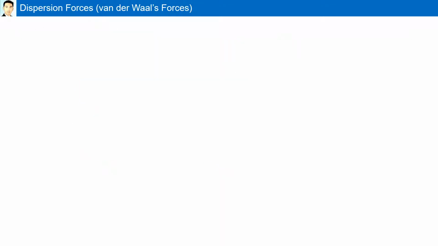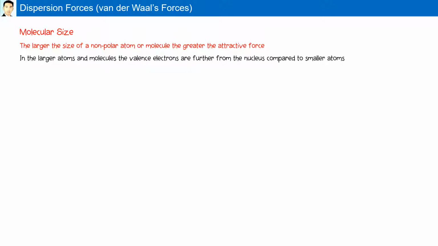Dispersion forces. Molecular size and its impact on dispersion forces. The larger the size of a nonpolar atom or molecule, the greater the attractive force. In larger atoms and molecules, the valence electrons are further from the nucleus compared to smaller atoms, and the electrons are less tightly held and can more easily form temporary dipoles.